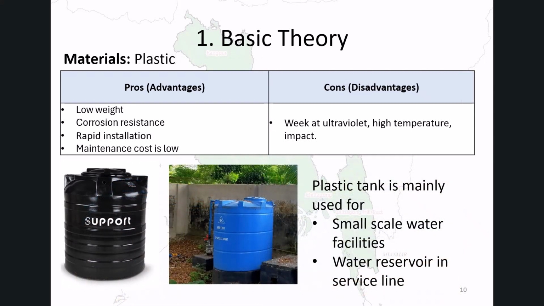Finally, plastic tanks are considered. As they are available as ready-made products, they can be easily installed. Being lightweight, inexpensive, and resistant to corrosion, this type of tank is widely used in both household and public applications. However, deterioration due to ultraviolet radiation and high temperatures is cited as a disadvantage.